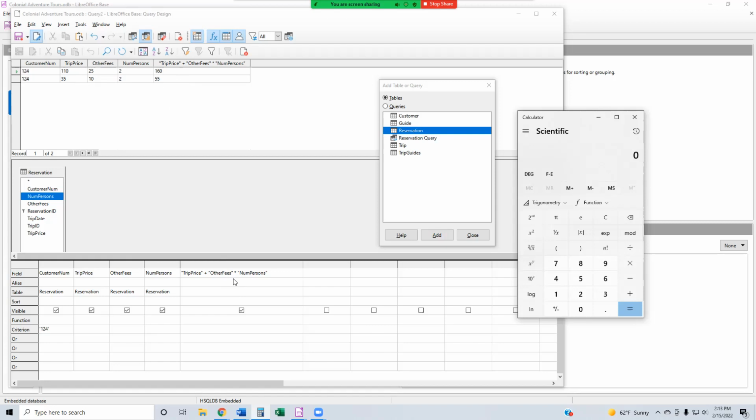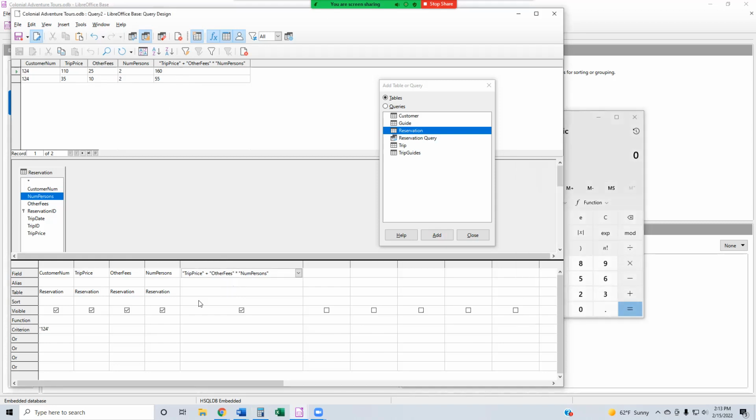So we have to make sure that we tell the QBE tool to calculate these two first. We want them to add those two first, and that can be done with the parentheses, and then multiply the number of people. So let's go ahead and run that again. And now that looks better. There's our 90 for our total price instead of the 55.